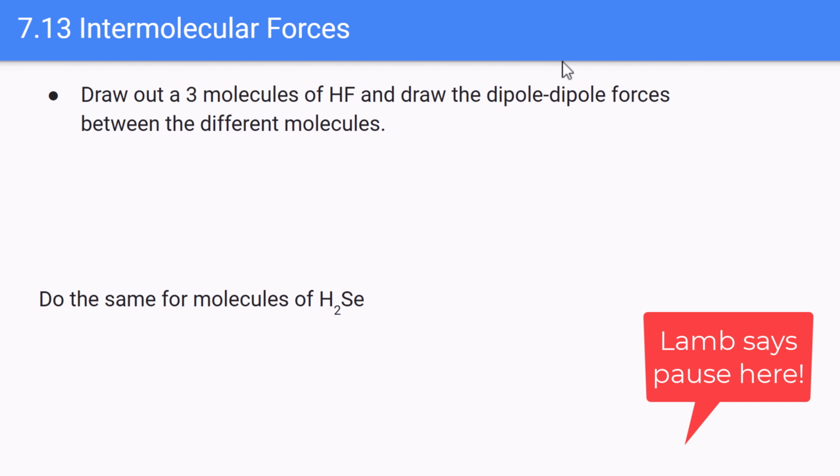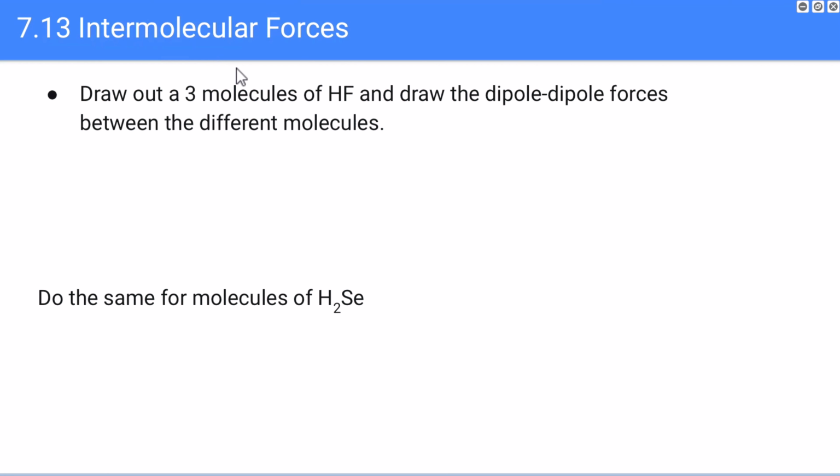We'll see you soon. All right, so the very first thing it asks us to do here is to draw out 3 molecules of HF and the dipole-dipole forces between the different molecules. So first thing we need to do is make sure that we have the correct Lewis structure. So we're looking at HF. All right, and if we go out and draw the Lewis structure, and again, I'm not going to go through all the individual steps on how to do that. You can look at a previous lesson if you want to make sure that you know how to do that. But HF will be drawn like this with 6 dots around the fluorine.